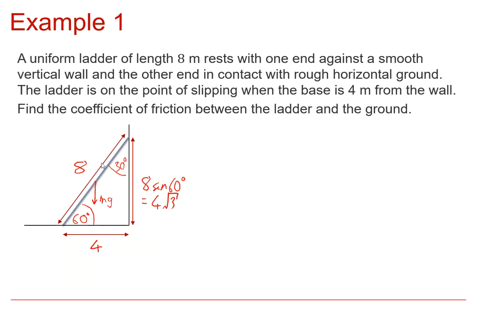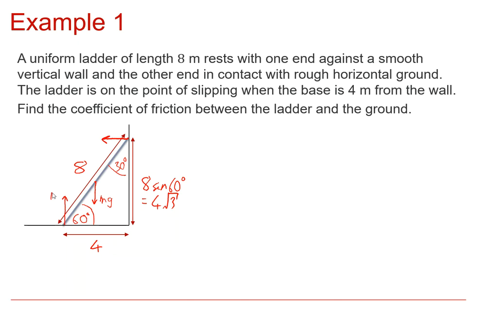Then on the wall, well, there's no friction. We're told it's a smooth wall. So the only force acting from the wall will be this normal reaction force, and it has to act normal to the surface. So the normal reaction force here will be acting in that direction, and the normal reaction force here will be acting vertically upwards.